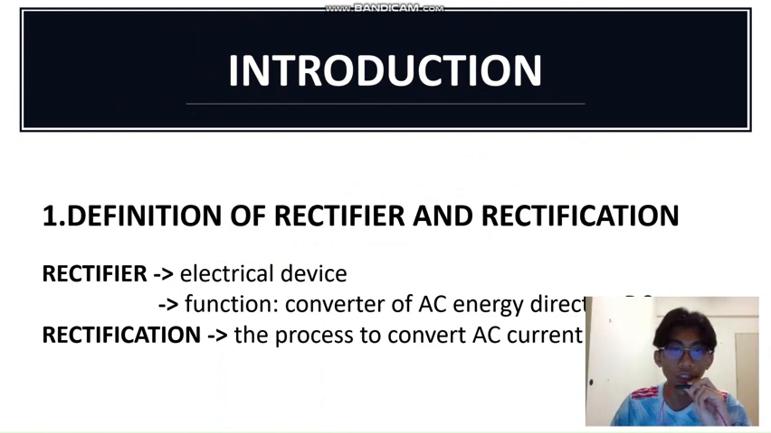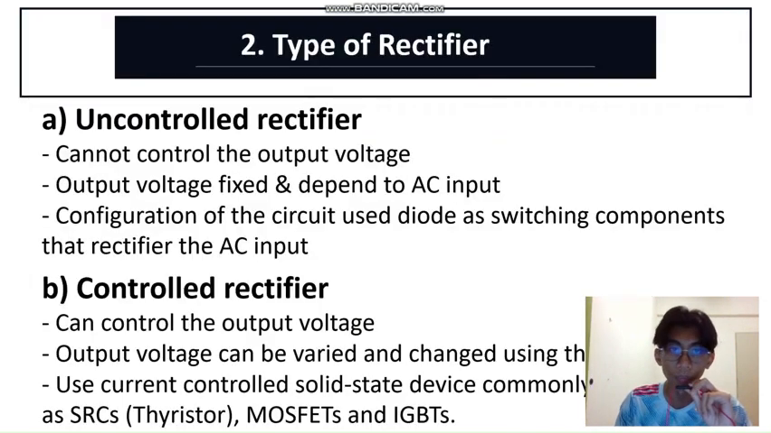The definition of rectifier and rectification. A rectifier is an electrical device whose function is to convert AC energy directly to DC. Rectification means the process of converting AC current to DC current.